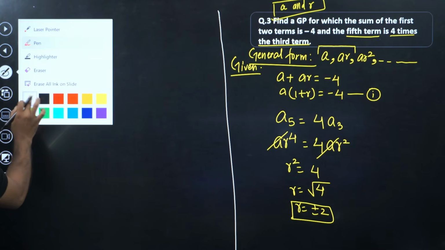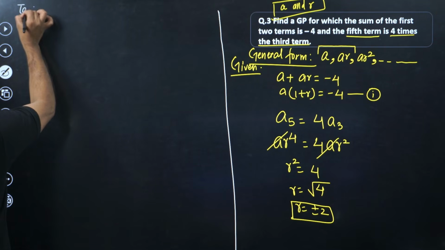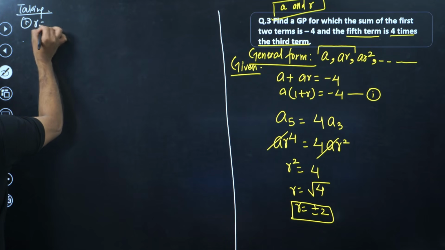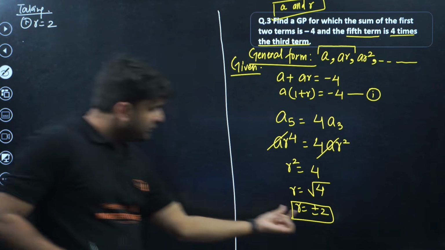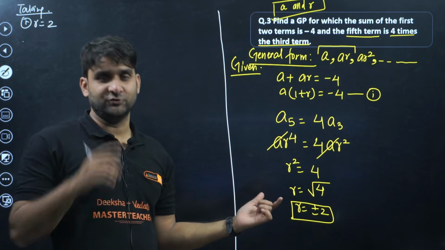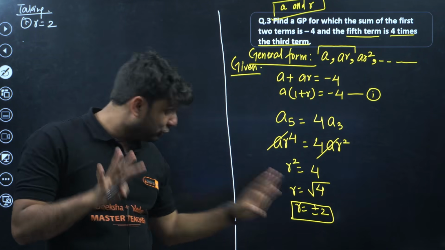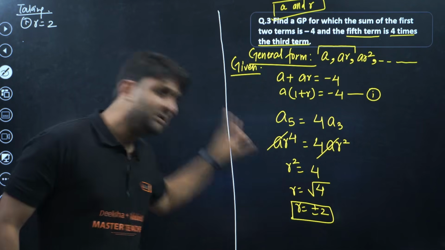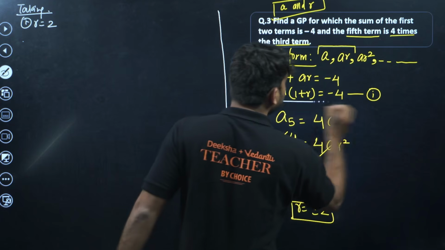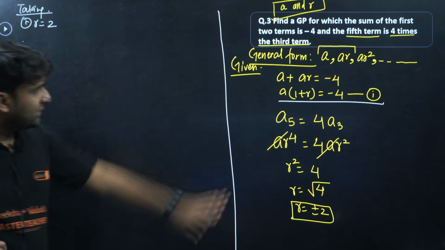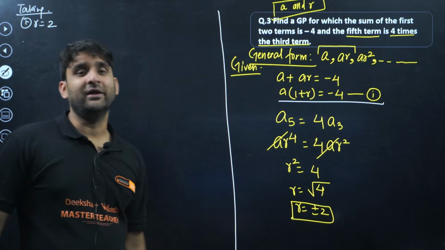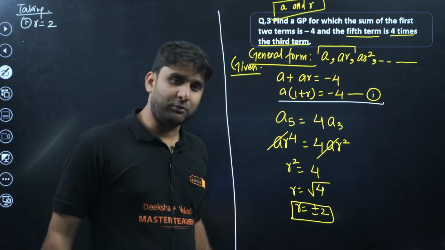Okay, so first, taking the first condition, guys. R is equal to positive 2, because we have 2 possibilities for R. R is plus 2 as well as minus 2. So we have to consider both separately. So I'm taking R as positive 2 first. Can you see equation number 1? Because we require A also, let's find out A, taking R as positive 2.